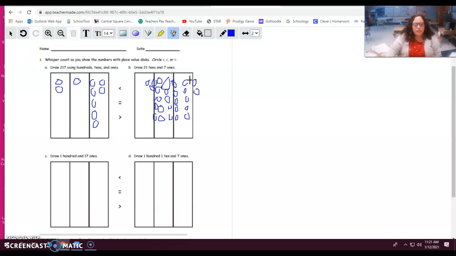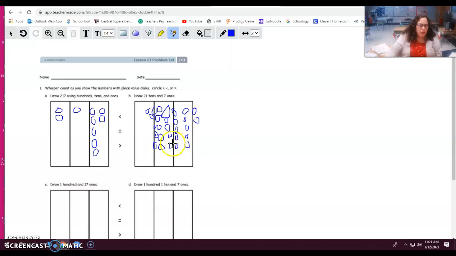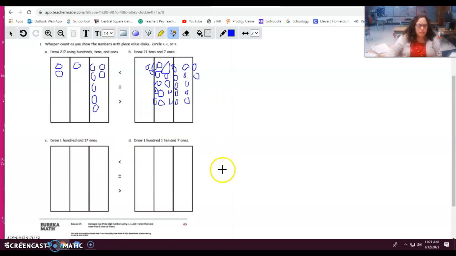And just do your best. I know it's not easy. It's hard to use this. And then when you're done, you have to compare the numbers. So this says 217 is less than, equal to, or greater than 217.